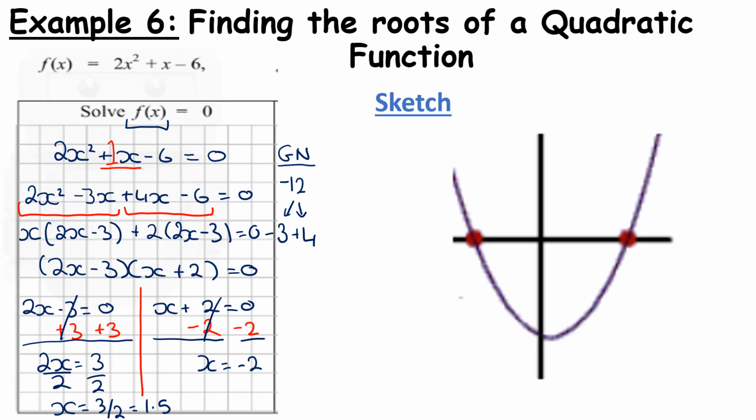Now, if we were to sketch this, we have a positive quadratic, and I know it's positive because 2x squared, the 2, is the leading coefficient and it's positive. And the roots are x equals minus 2 and x equals 1.5. There's one other important piece that we could mark on our graph, and that is the constant. The minus 6 always represents our y-intercept, where it crosses the y-axis. So that there is minus 6.